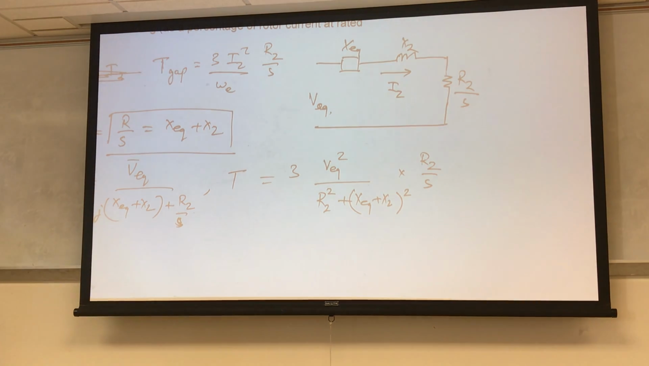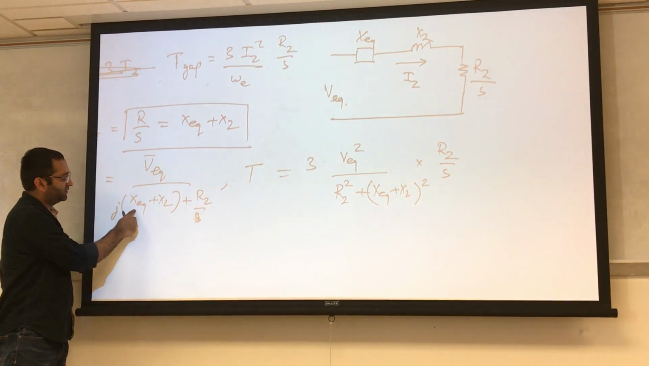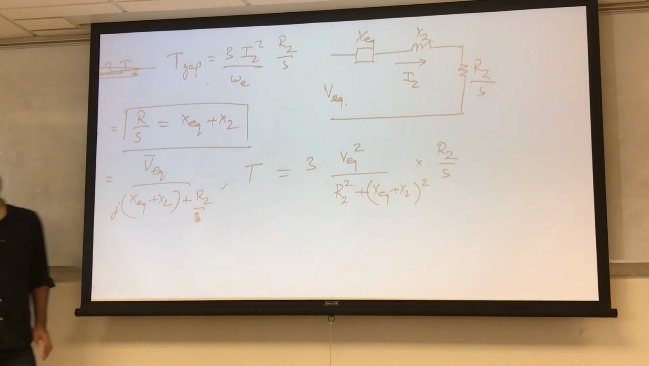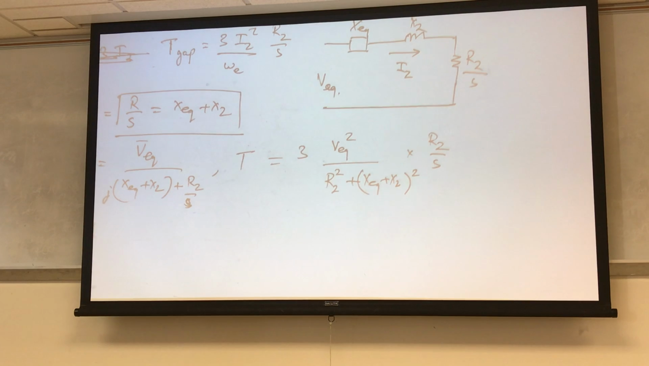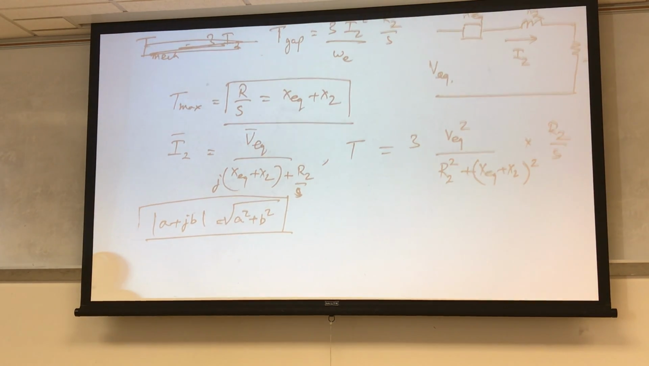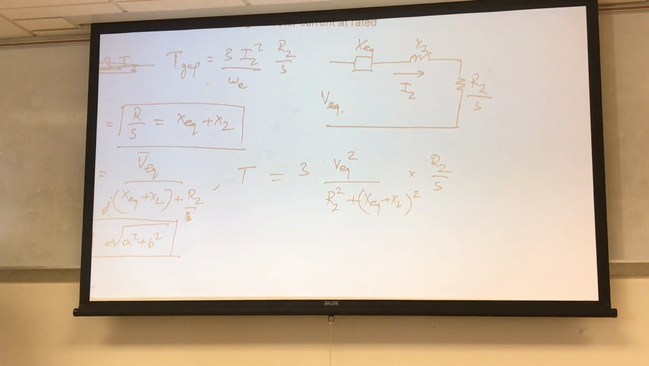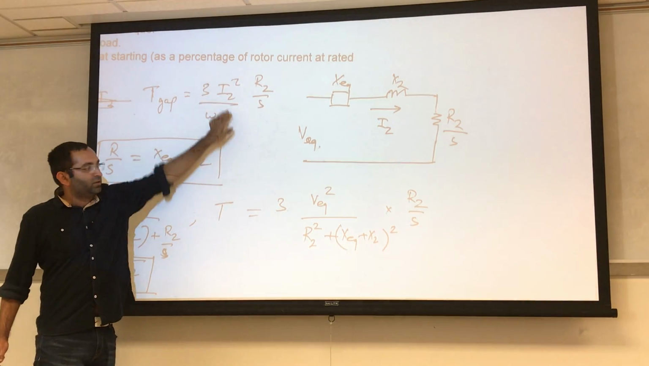So I just took the magnitude of the denominator. So the magnitude will be this X equivalent plus X2 square plus R2 over S square, whole square root, right? If I want to find the magnitude, like if I have A plus jB, magnitude of this is equal to square root of A square plus B square. So using that, I found here R2 square plus X equivalent plus X2 square. Because this is I square, the square root goes out.